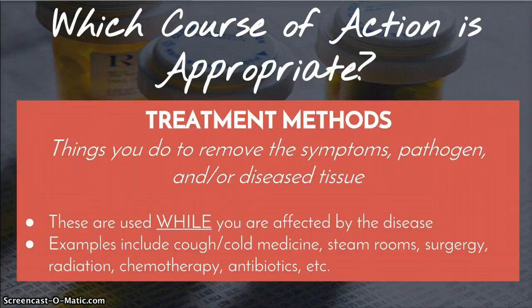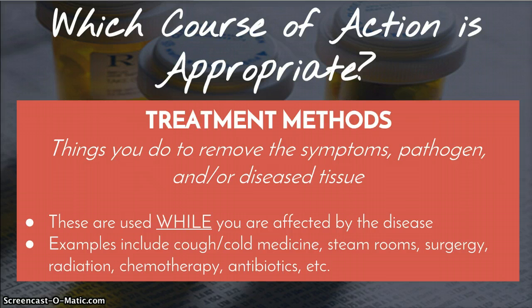If you already get sick, once you're sick and you don't feel well, you are going to do some type of treatment method. These are things that you do to remove or lessen the symptoms, remove the pathogen from your body, or remove the diseased tissue. These are things that you do to make you feel better. These are used while you're affected by the disease. So once you already have the symptoms, you start to treat it. Examples include cough or cold medicine, steam rooms, surgery, radiation, chemotherapy, antibiotics.